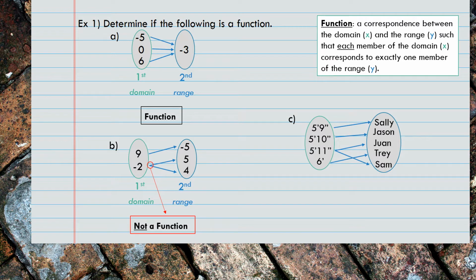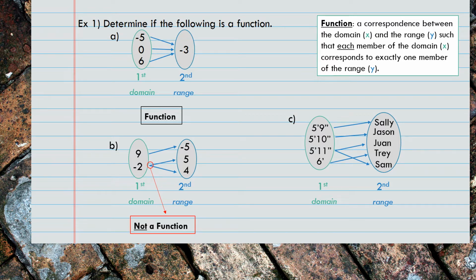For C, in the first bubble we have the measurements 5'9", 5'10", 5'11", and 6 foot. In the second bubble we've got several names. We've got Sally, Jason, Juan, Trey, and Sam. Just like all the others, we have the first set, which is considered our domain. We have the second set, which is considered our range.